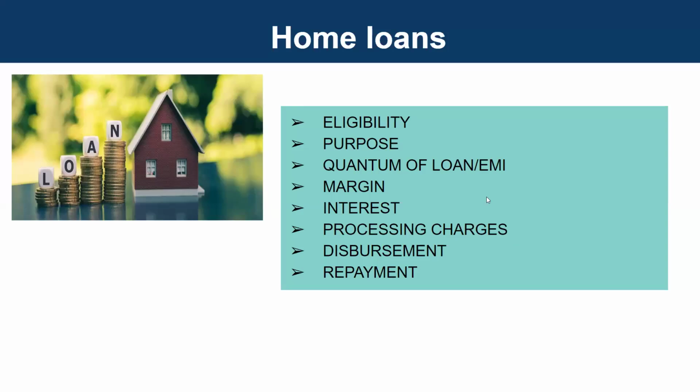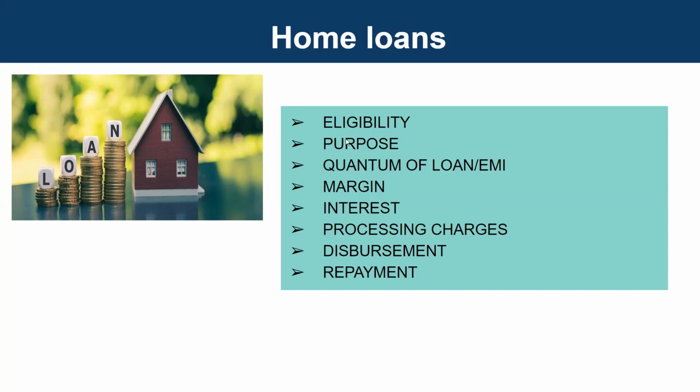We will be learning about the salient features of home loans. Under this, we shall look at the very important home loan category. Home loans are taken for construction of a new house or flat or purchase of an old house or flat. Here the eligibility is that the person should be a salaried employee or a professional. Even NRIs, proprietorship firms, partnership firms, and corporates can avail home loans.